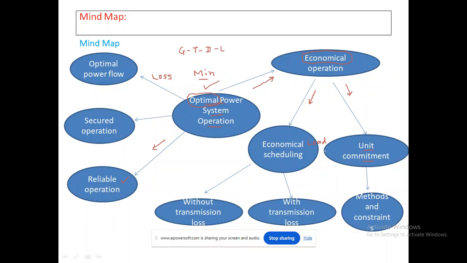We will see these two, economical load scheduling and unit commitment, in this unit 5. Economical load scheduling is further divided: we do it with transmission loss and without considering transmission loss. In unit commitment, our syllabus is restricted only to the methods of unit commitment and the constraints that are considered for doing unit commitment. We are not going into detail on the unit commitment problem in this syllabus.